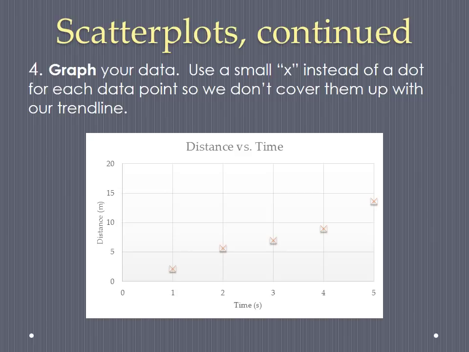All right, we're finally set up to graph our data points. So in math, you're usually used to putting dots down for a data point, but use a small x instead. The reason for this is that once we put a trend line in, some data points can get covered up by the trend line. Let's go to the next slide so you can see what a trend line actually looks like.